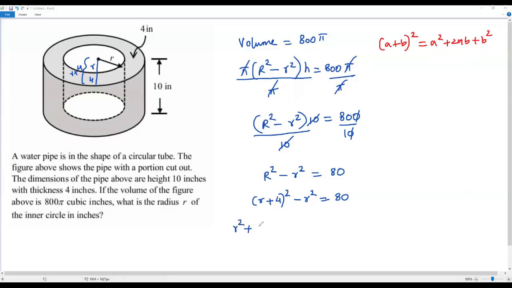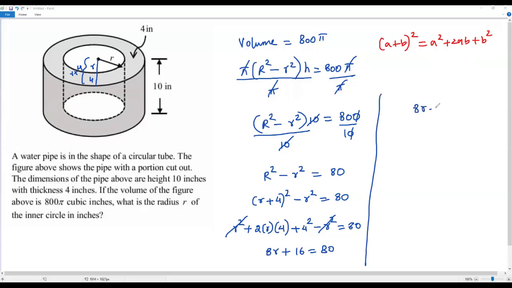r square positive 2 times r times 4 positive 4 square negative r square equals 80. So here this positive r square negative r square will become 0. 2 times r times 4 will become 8r positive. The value of 4 square is 16 equals 80. Okay, let me continue the problem over here. 8r positive 16 equals 80. I write the same equation.